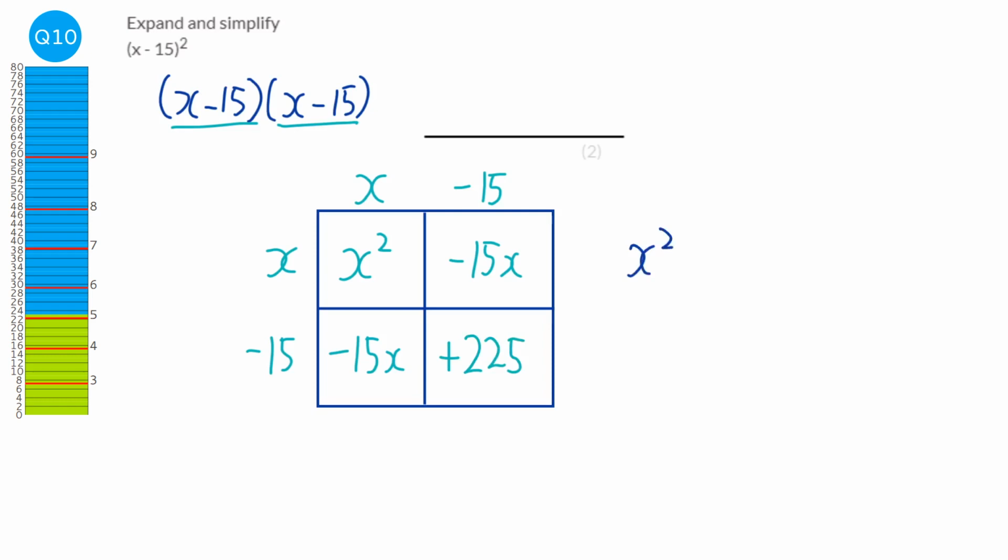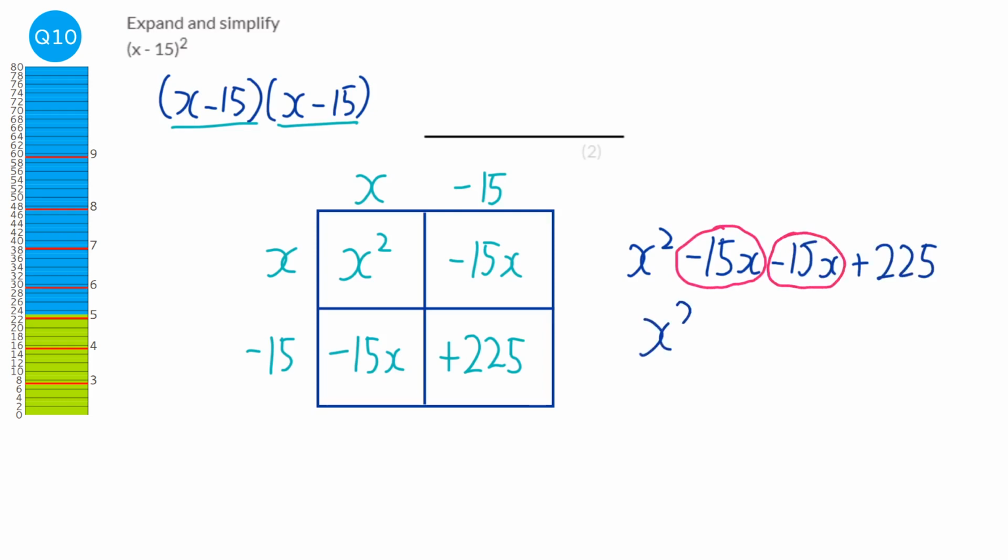Put all the terms together. Now you can see here that we've got the x terms that will add together. So that would become minus 30x plus 225, and that's actually our answer. So it's x squared minus 30x plus 225.